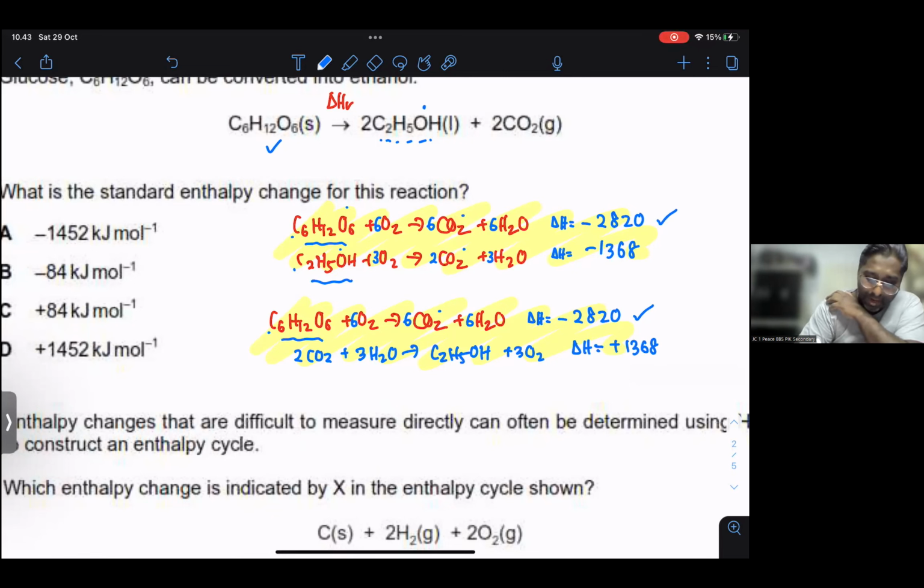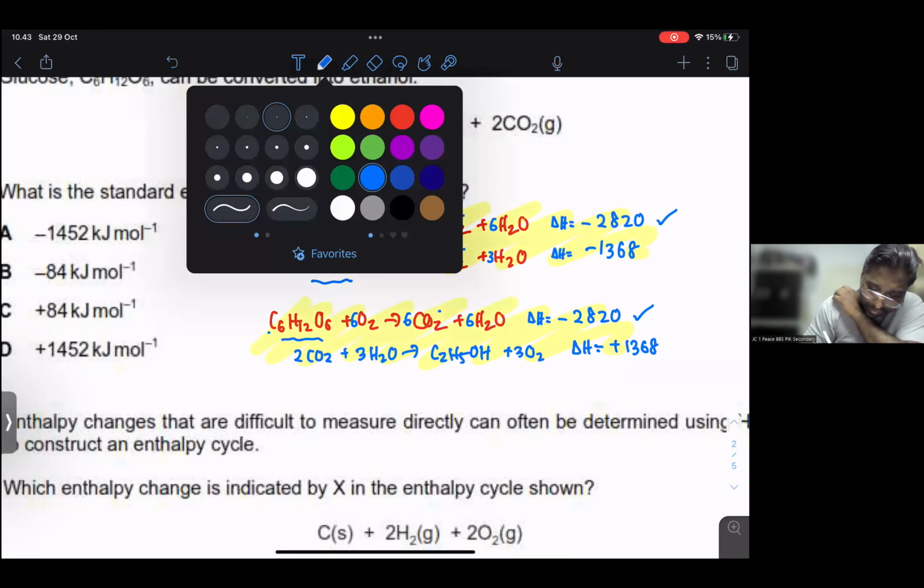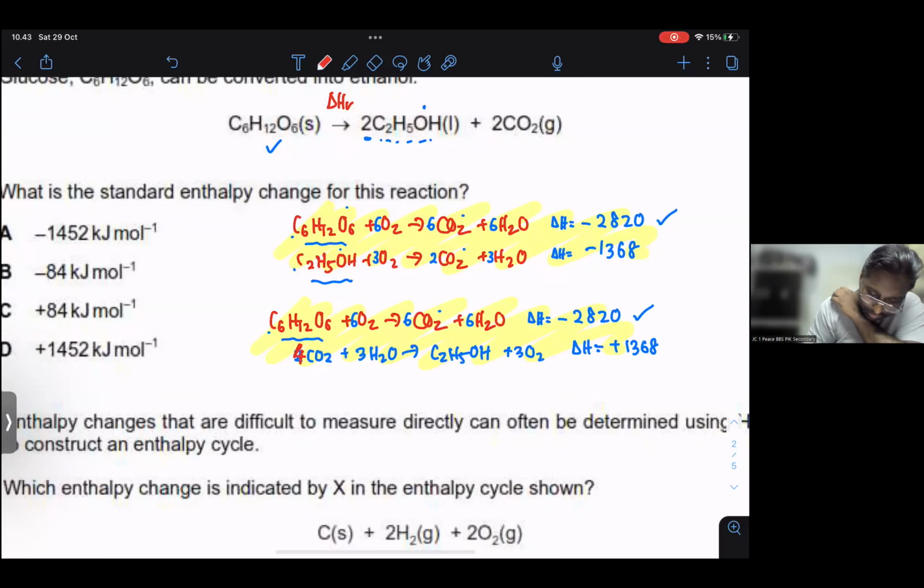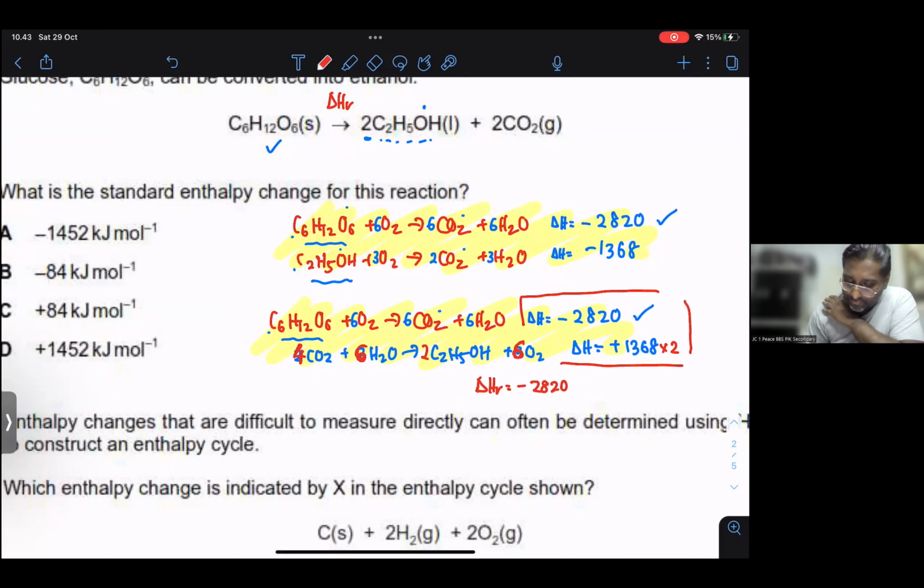But do remember I want two moles here. So now everything must times by two. I'll use the red pen over here, times two, so 2CO2 becomes 4, and 3 times 2 becomes 6. This must be times 2 also. So now you don't need to worry about anything, you just need to add these two. This will give you the enthalpy change of reaction, which is negative 2820 plus 2 times 1368, and you will get the answer.